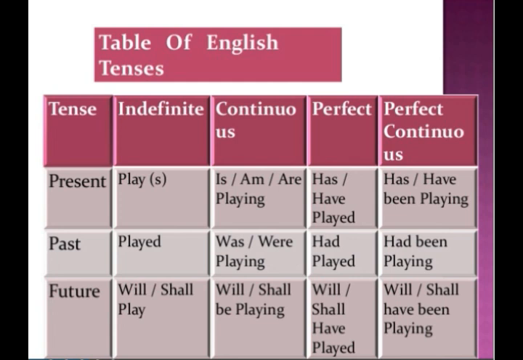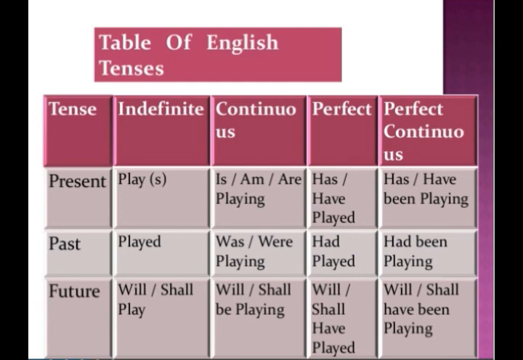Now come to the continuous. Then in continuous, the first form of verb plus ing is always same in all the three tenses, that is present, past and future. The only difference is of helping verb. Means in present we use is, am or are, while in past we use was or were, and in future we use will or shall.